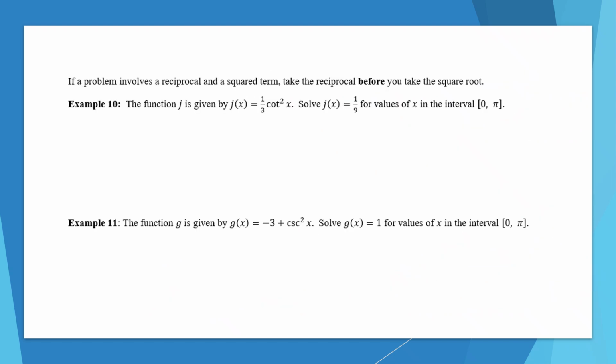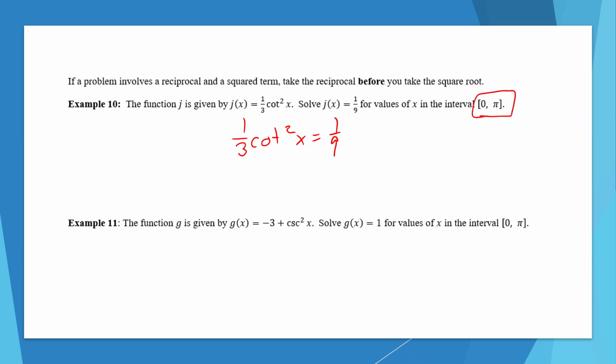All right, so here we're going to work with problems that involve reciprocal trig functions like secant, cosecant, cotangent, but also with a squared term. So just remember, take the reciprocal before you take the square root. So let's do that here. Let's work through a few of these problems. We have 1/3 cotangent squared x equals 1/9, and we're solving for angles in between 0 and pi.